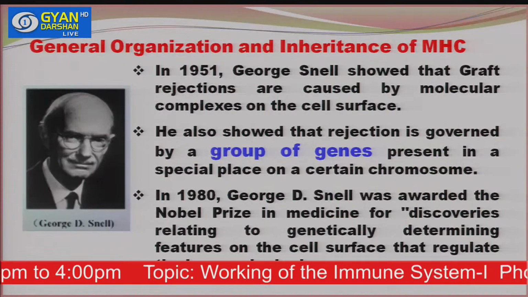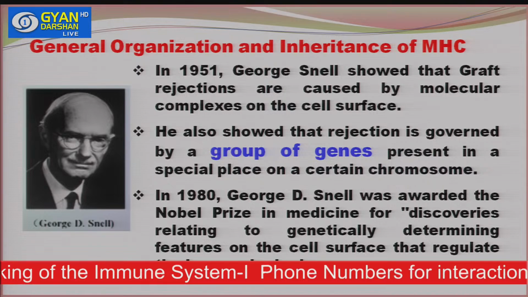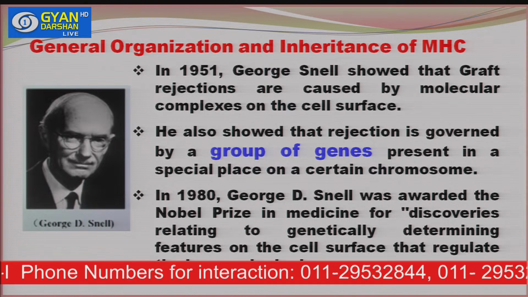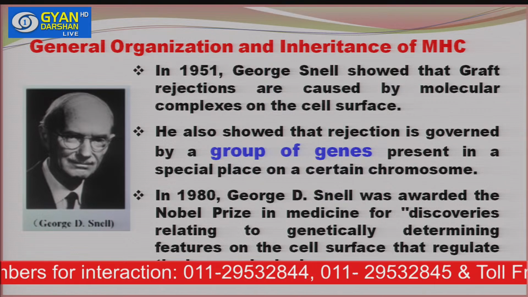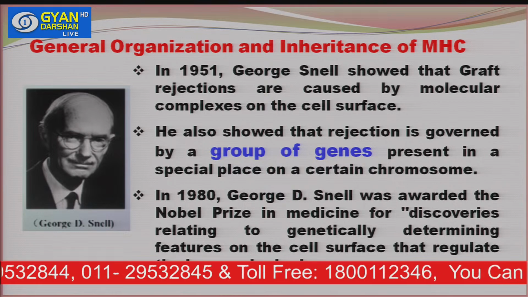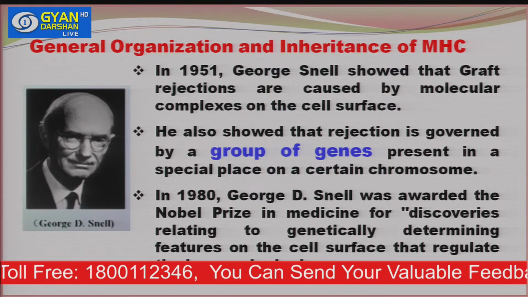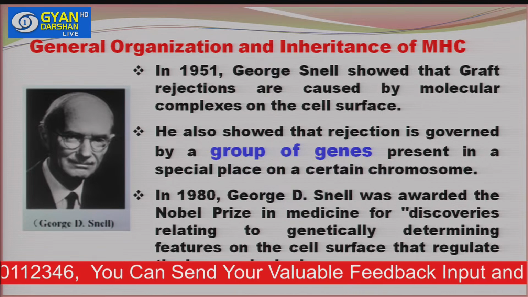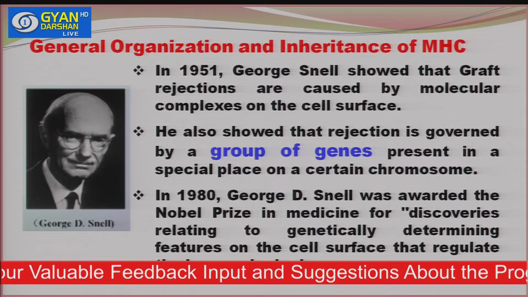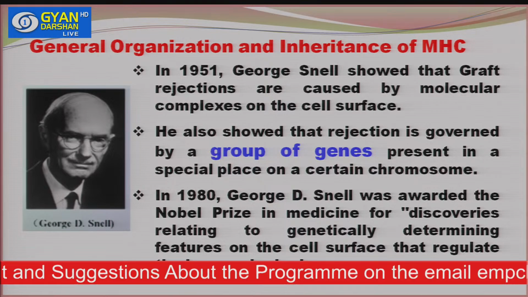Another thing I want to discuss is the general organization and inheritance of the MHC. In 1951, George Snell showed that graft rejection is caused by a molecular complex on the cell surface. There are certain molecular complexes available on the cell surface which can reject the graft of tissues. If you transplant tissue from donor to receiver, they will reject it. It is due to some molecular complex present on the cell surface.